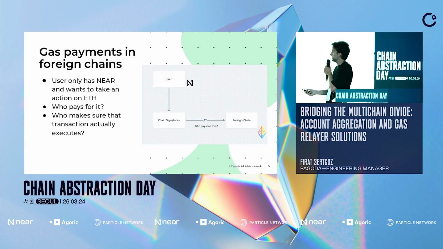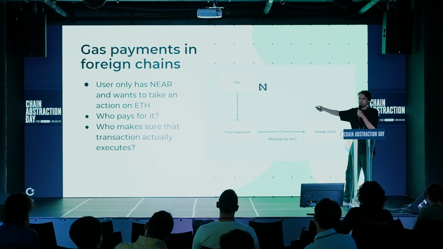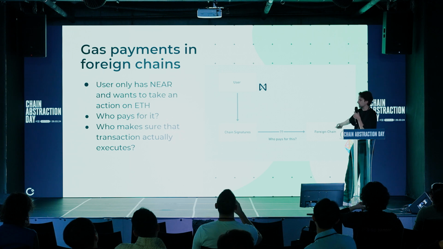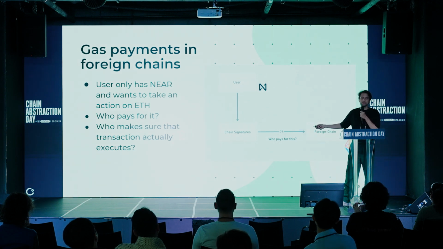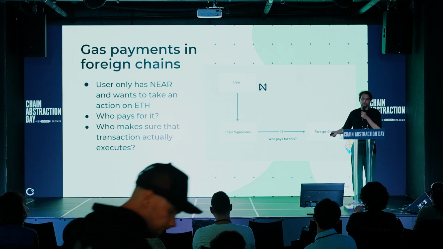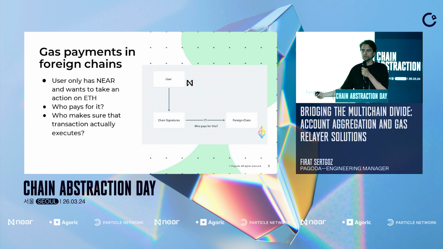The problem happens when the user only has NEAR and wants to take an action on ETH. I'm a user on NEAR, I want to send a transaction to ETH, but I only have NEAR. What happens? Who pays for this? Because if the transaction goes to ETH and the user doesn't have any ETH, the transaction is going to get rejected. And also, who makes sure that the transaction actually executes? There has to be some kind of infrastructure that says, please take this signed payload and send it to the other side.